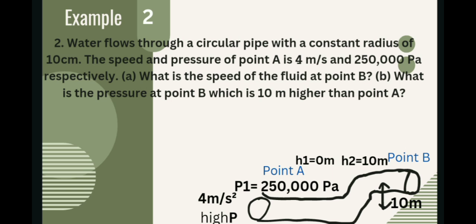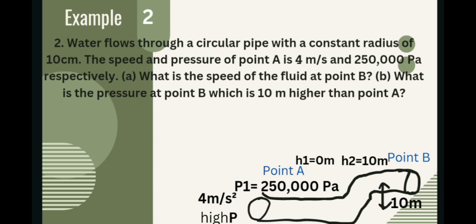So now, let's work on this problem. Water flows through a circular pipe with a constant radius of 10 cm. The speed and pressure at point A are 4 meters per second and 250,000 pascals respectively. What is the speed of the fluid at point B? What is the pressure at point B, which is 10 meters higher than point A?